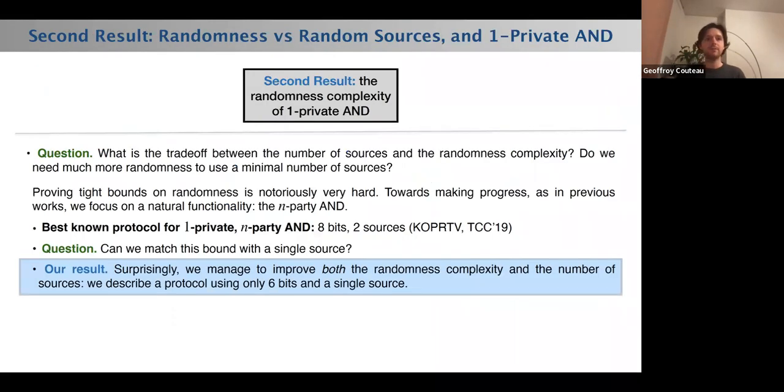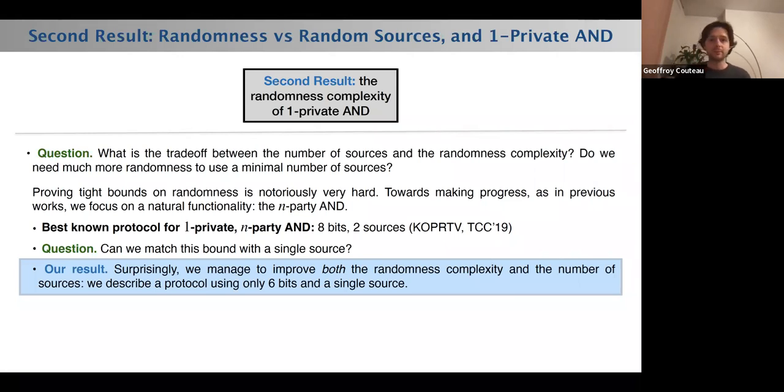Yeah, so our second result is to try to understand a bit better the relation between the randomness complexity and the random source complexity. In particular, if you want to use a minimal amount of random sources, can you do it while not using too much randomness, or do you need to blow up the amount of randomness you need to use?